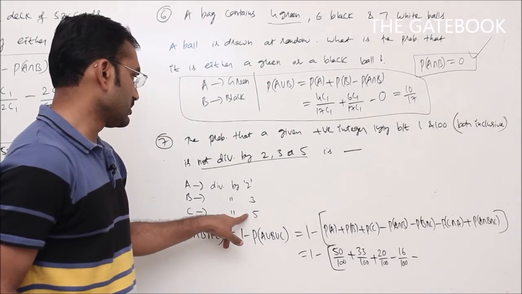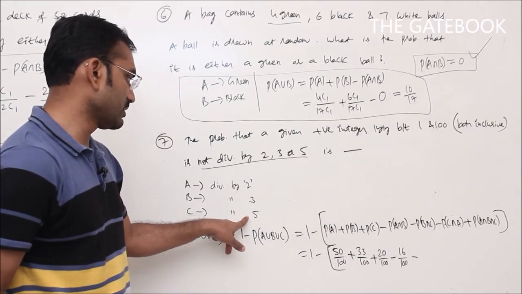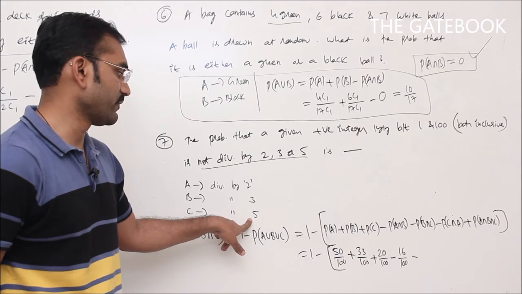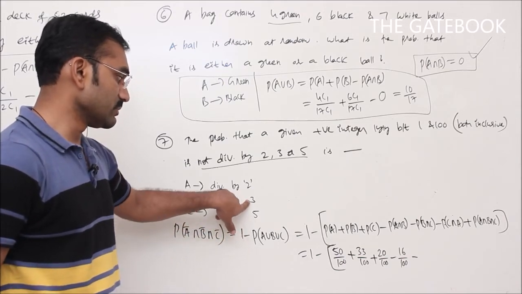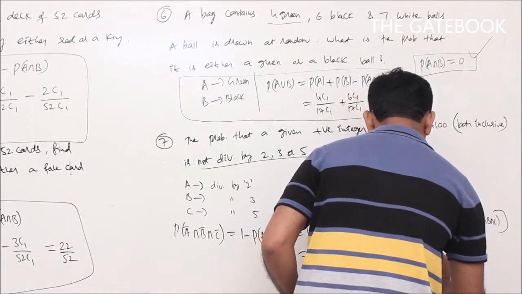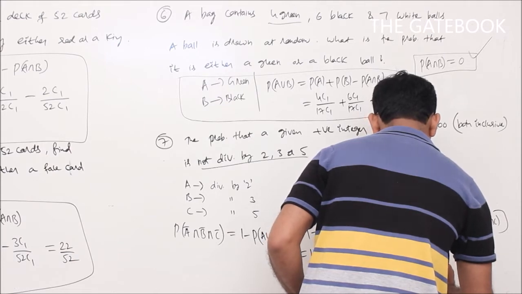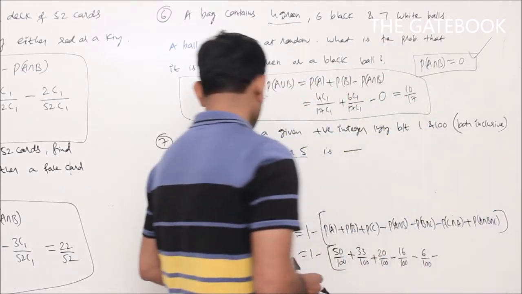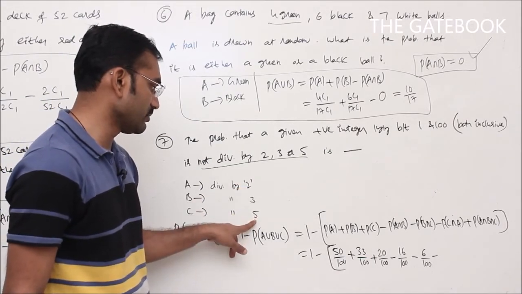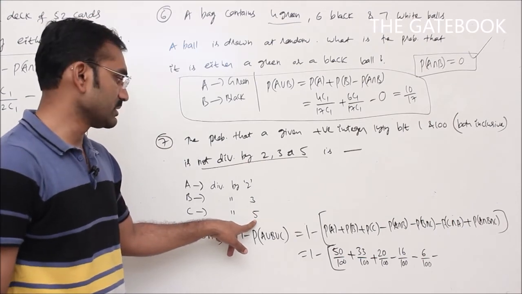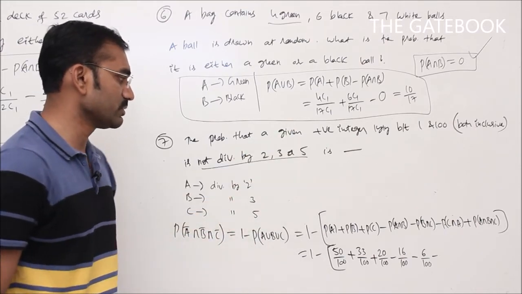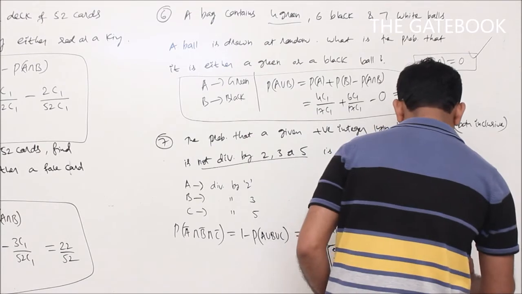B intersection C means numbers divisible by 3 and 5 together, that is divisible by the LCM of 3 and 5. The LCM of 3 and 5 is 15. So the number of numbers divisible by 15 from 1 to 100 both inclusive is 6. Minus C intersection A, means numbers divisible by 2 and 5 both. The LCM of 2 and 5 is 10. So the number of numbers divisible by 10 from 1 to 100 both inclusive will be 10.